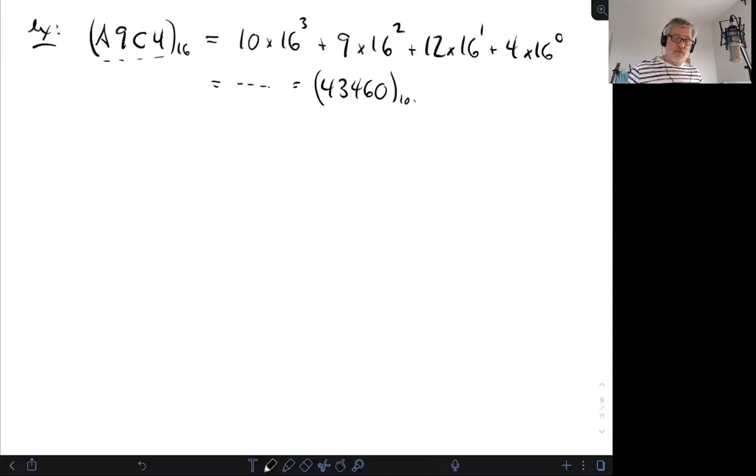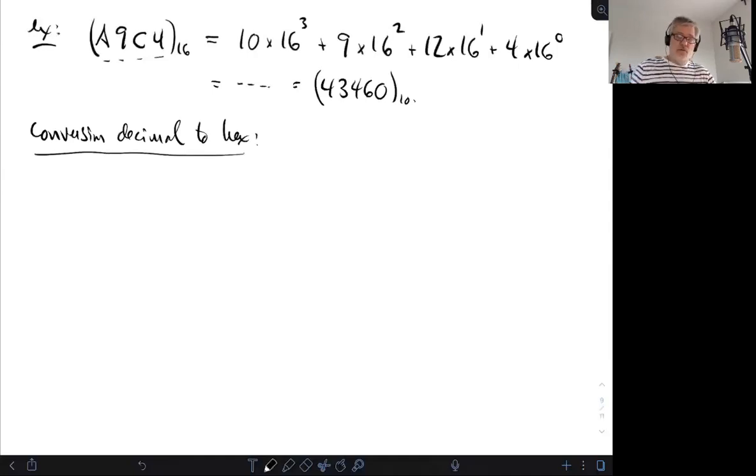How do you convert from decimal to hex? If you have a decimal number and you want to write it in hex, what do you do? Yeah, you grab a calculator, but no. So the question is, what does the calculator actually do? In the end, what it does is successive divisions by 16. That's what happens.